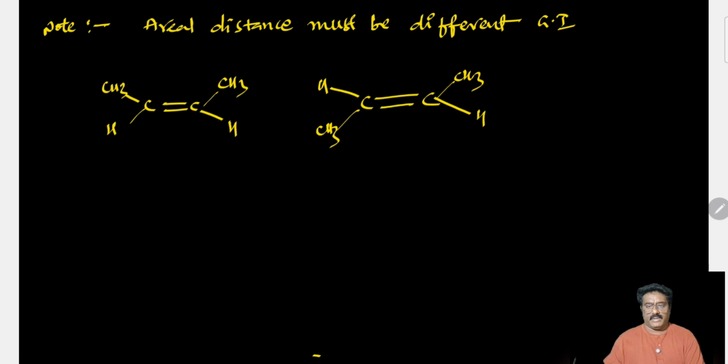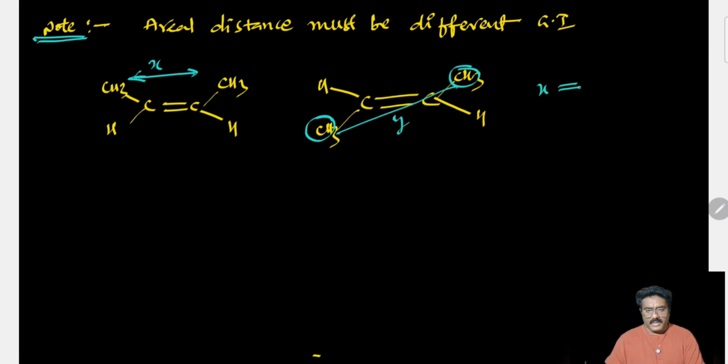The aerial distance must be different in GI. Aerial distance means, for example, between methyl group and methyl group, it is an x distance, and between methyl group and methyl group diagonally, it is a y distance. So x is not equal to y. Aerial distance must be different in geometrical isomers. This is the condition for geometrical isomers.